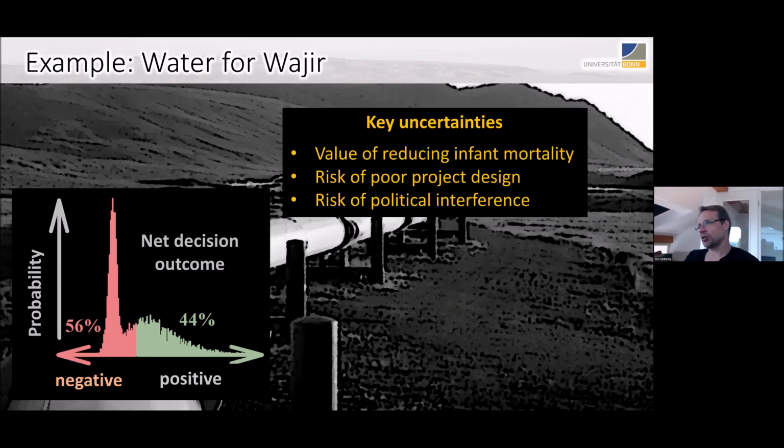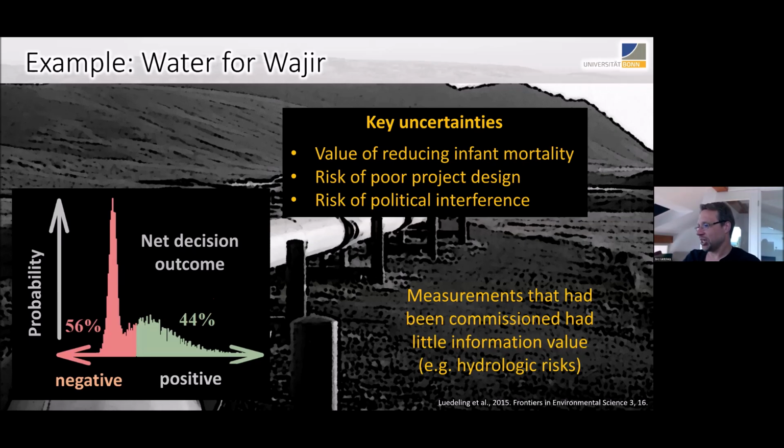We also identified key uncertainties here, and they were things that initially weren't on the radar of the planners at all. They were looking at the hydrological situation and things like this, but we actually found the key uncertainties being, well, the biggest one was actually the value of reducing infant mortality, because that was going to be one of the major benefits of having clean water in Wajir. And of course, this somehow needs to be weighed against the money that this whole thing would cost. It's a very controversial and ethically difficult question, but it's something that actually arises often in these decision-making processes. We also identified the risk of poor project design and the risk of political interference as major questions to the viability of this decision.